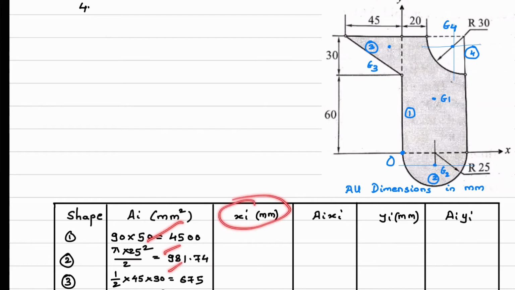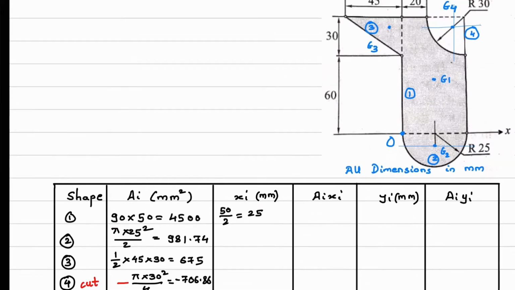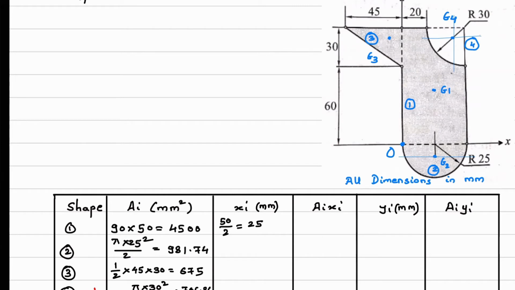Now we have to calculate for each shape xi and then yi. So for first shape, xi will be x1. So you have to find the location of this G1 from this origin. What will be this distance? It will be, this total is 50, so for rectangle this will be half, no? It will be 25. So you can write down x1, it will be 50 by 2 equal to 25 mm.